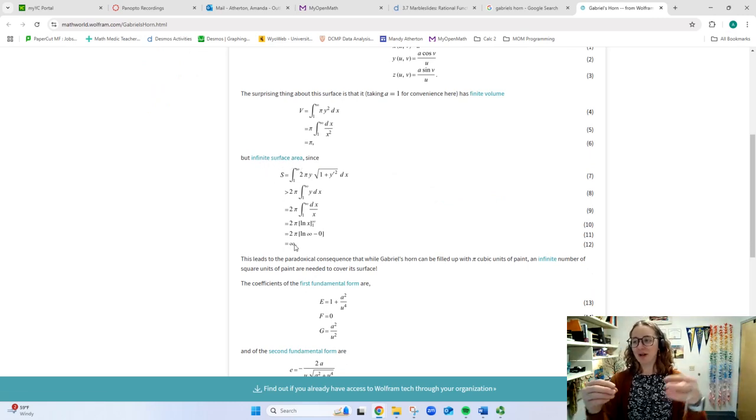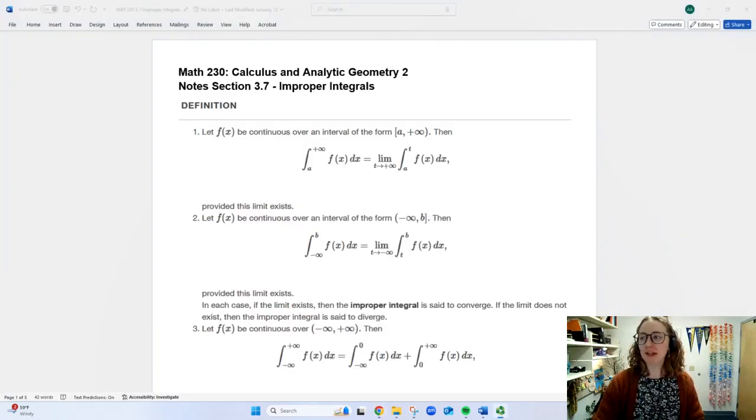So think about this object which has finite volume. It goes on forever this way, but it has an infinite surface area. It's kind of mind-blowing. So that is called Gabriel's horn, and that is an example of an improper integral that we're actually going to deal with today.